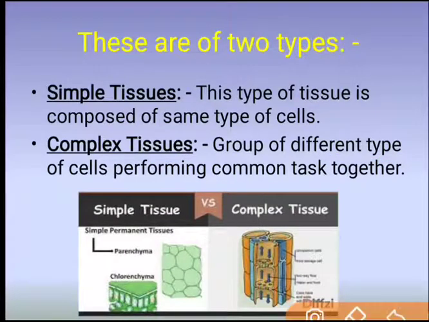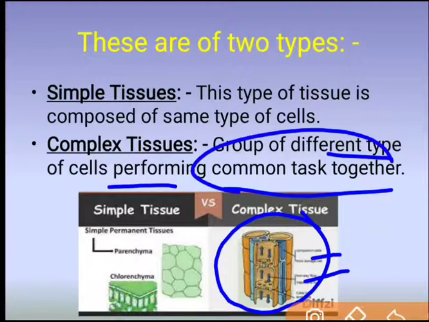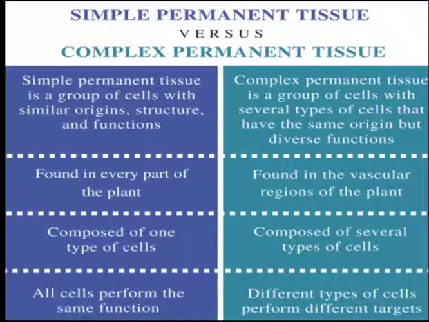You can see in this diagram, this is complex tissue. In this, various types of cells are present, but they are performing a common task together. That's why we call them a tissue. So permanent tissues are of two types, simple tissue and complex tissue. Next, we will do the difference between simple permanent tissue and complex permanent tissue.